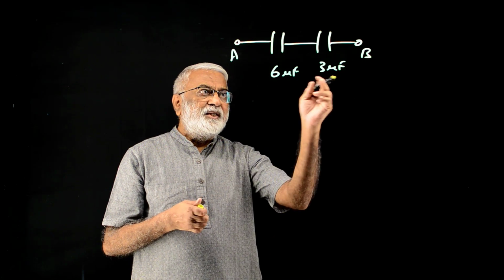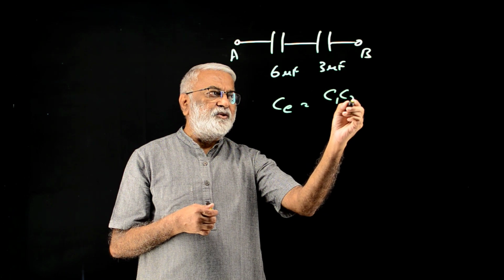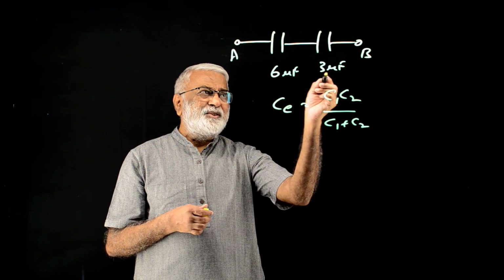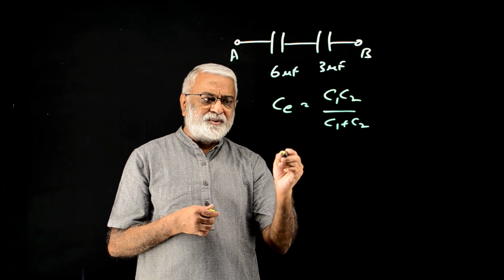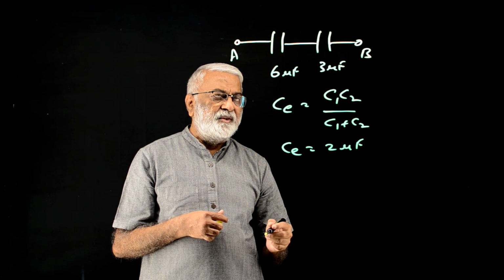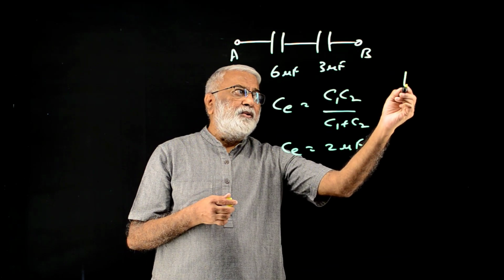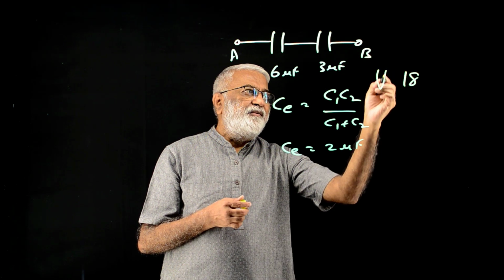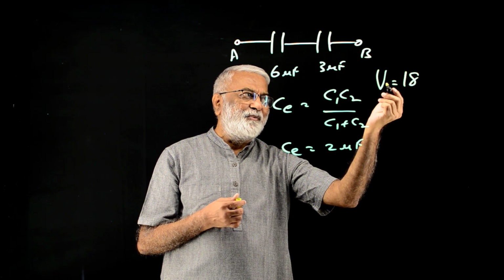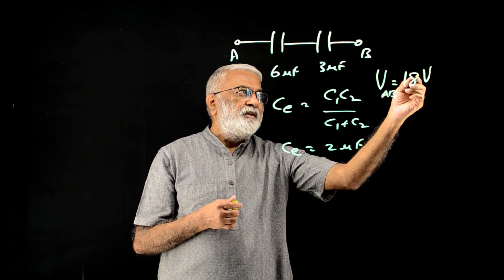So the equivalent capacitance, C effective, will be C1 C2 by C1 plus C2, which is 6 into 3 by 6 plus 3 in this case. So C effective comes to 2 microfarads. And if the potential difference is 18 volt, let's call this VAB is 18 volt.